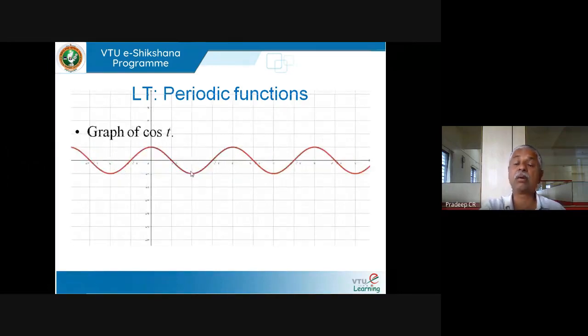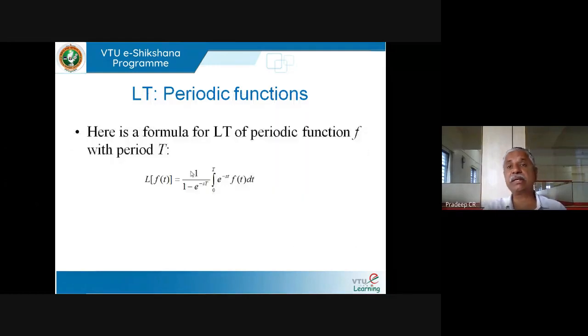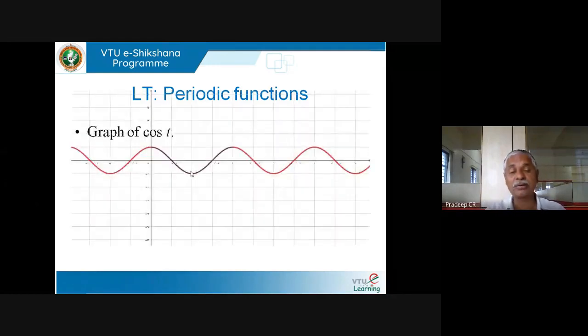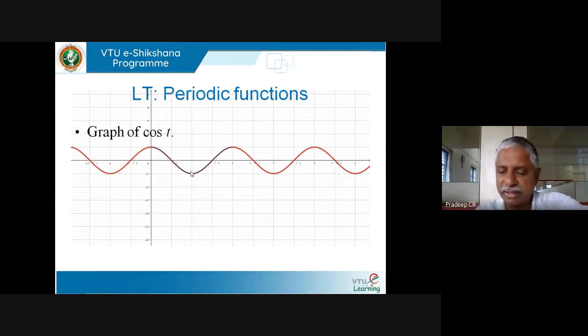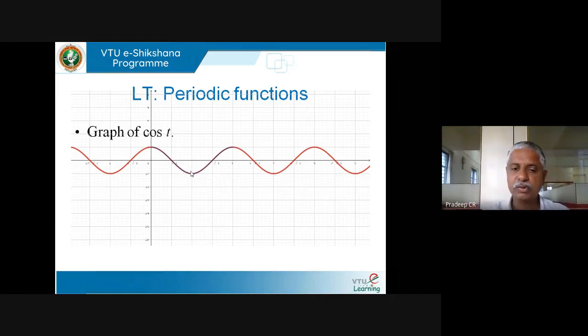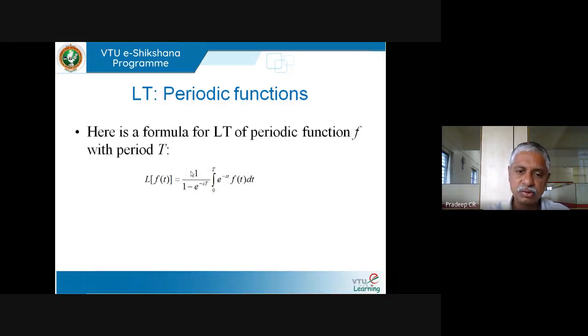So why did I do all this? Basically I want to find the Laplace transform of periodic functions. That's my aim now. Of course, as usual, there's no proof of this formula in your syllabus. So I won't bother writing the proof, but definitely you must know this formula. This is the formula. Let me read it out for you. The Laplace transform of a periodic function f with period capital T. That means f of t is a periodic function with period capital T. You can think of it like sine t or cos t.